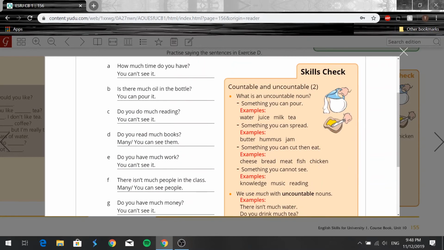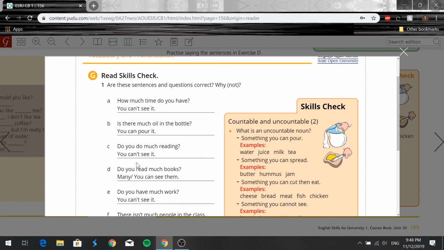Okay? So one more time. How much time do you have? It's correct because you can't see time. Is there much oil in the bottle? Correct as well because you can pour oil. Do you do much reading? That's correct because you can't see reading. Do you read much books? Is wrong because you can see books and it's a countable noun, so you'll say many. Do you have much work? Again, correct because you can't really see work.